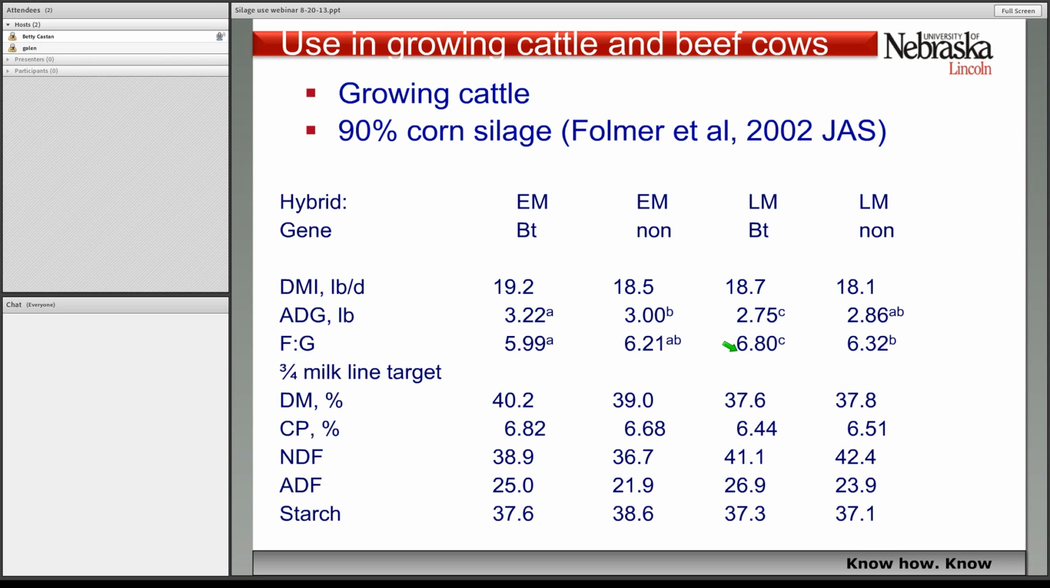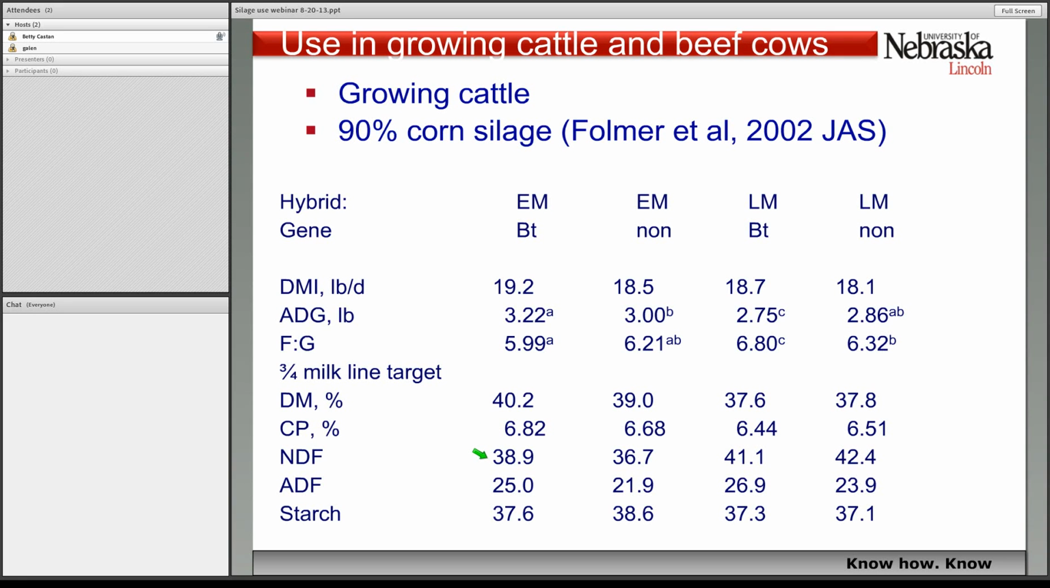Now, why did those different hybrids give different performance? This silage was harvested at 3/4 milk line as the target. You can see that the dry matters were around 40 for the early maturing hybrid when it was put up as silage, around 38 for the late maturing hybrid. The proteins were lower than what I presented before, but in the mid to upper 6s.